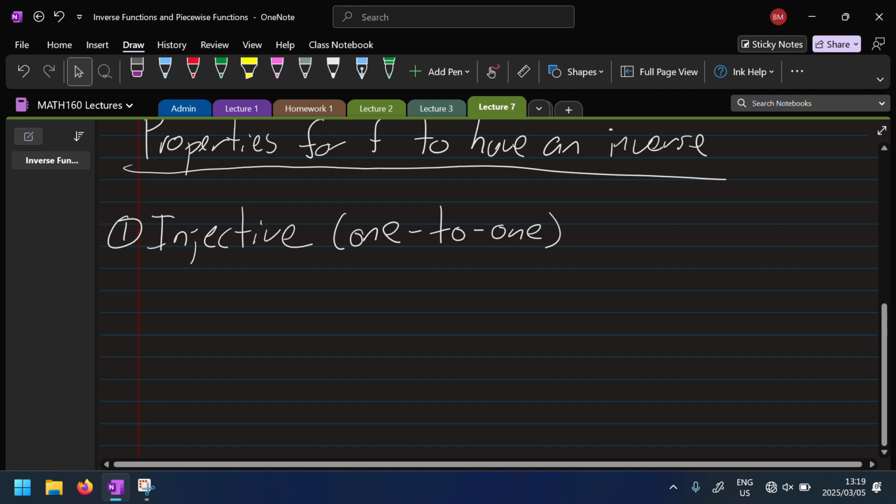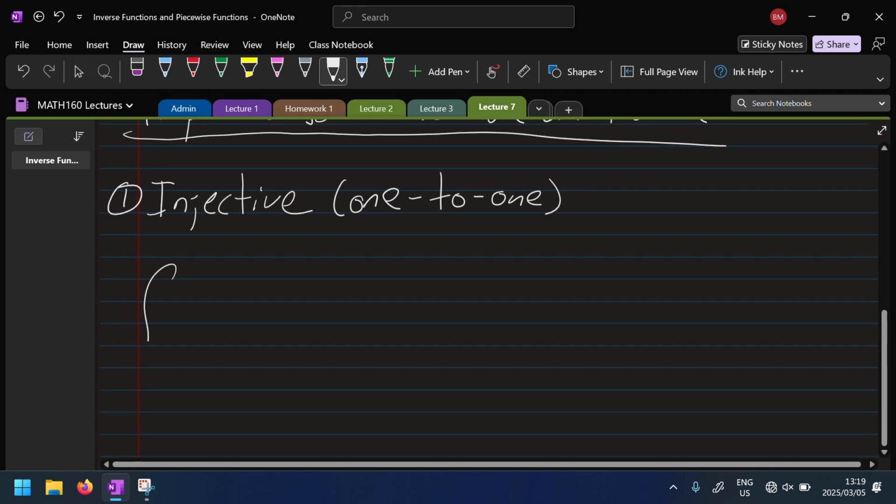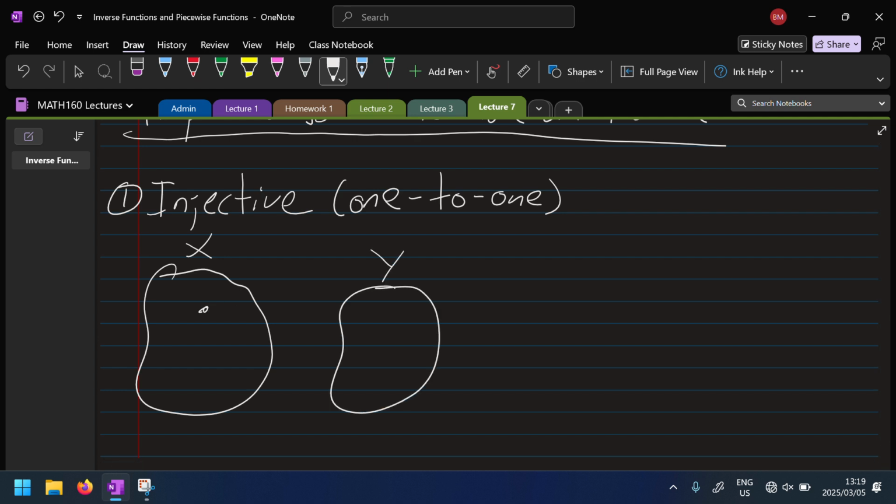So we'll look at an example and a non-example. Let's say we have x and y. We'll just look at two elements and two elements. There and there. This one is not one-to-one. We see there are two going to one. So it's not one-to-one. This is not injective.